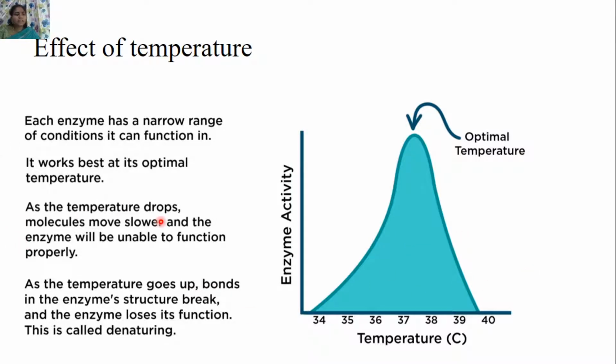As the temperature drops, the molecules move slower and the enzymes are unable to function properly. As the temperature goes up, the bonds in the enzyme structure break and the enzyme loses its function. This is called denaturation, that you know.